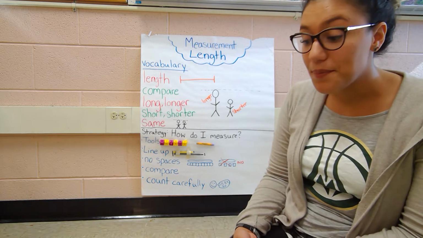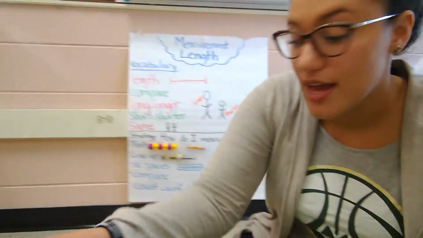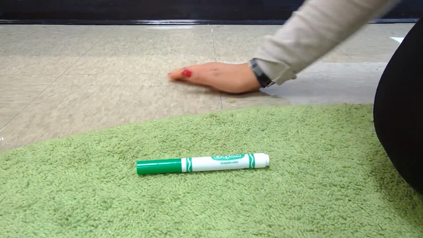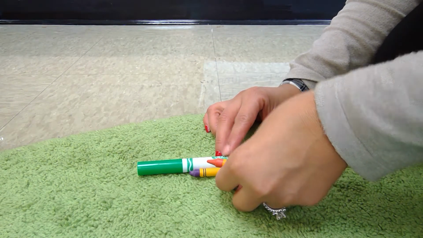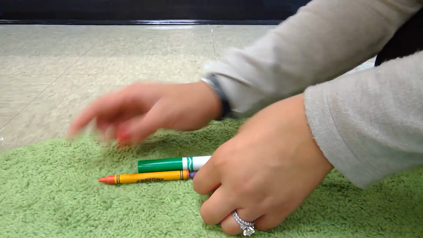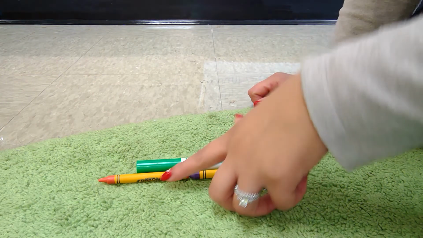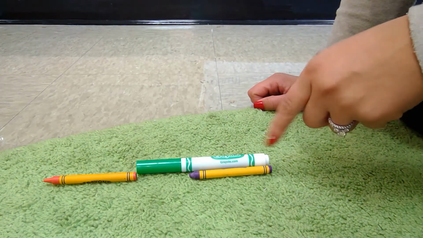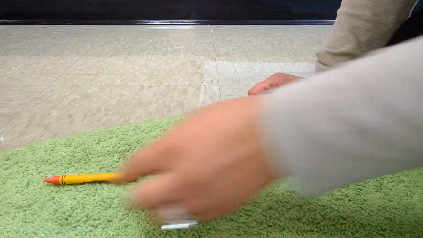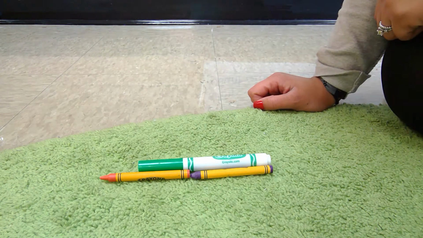All right, when you are comparing something or measuring something, you want to make sure there are no spaces in between. I'm going to move you down so you can see. So if I'm looking at measuring this marker with some crayons, I'm going to line it up and leave no spaces in between to see how long. No space in between. So this marker is about 2 crayons long. But if I leave a space, then you might think it's only 1 crayon long. So you want to make sure that you do not leave any space in between, okay?